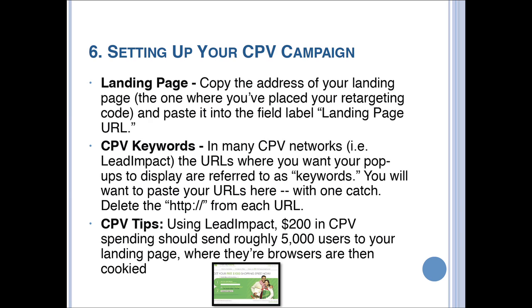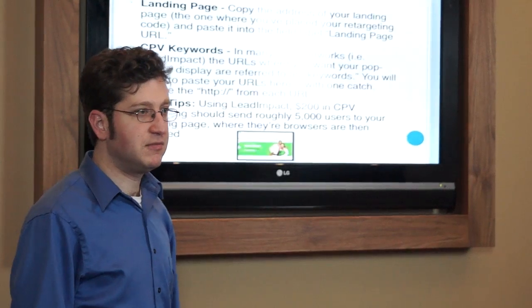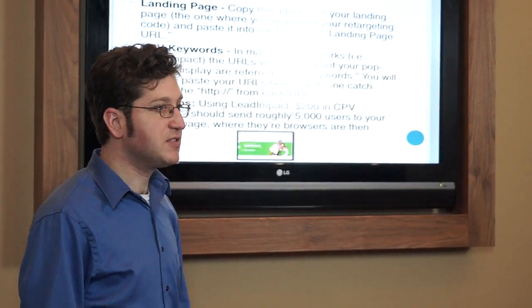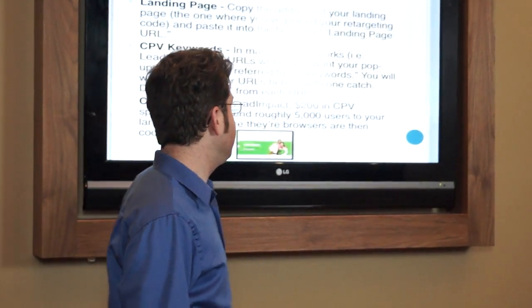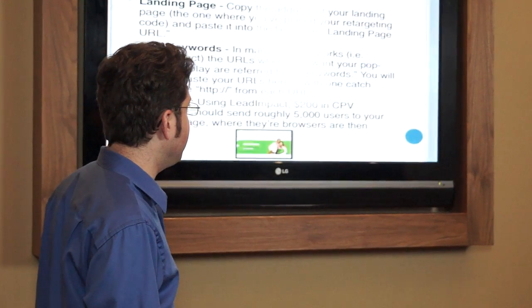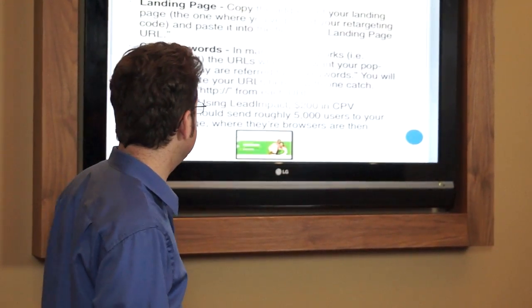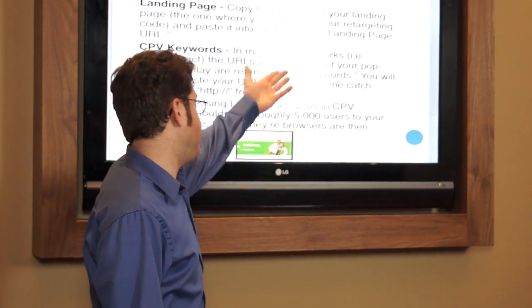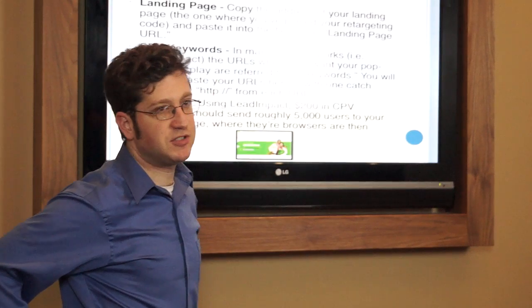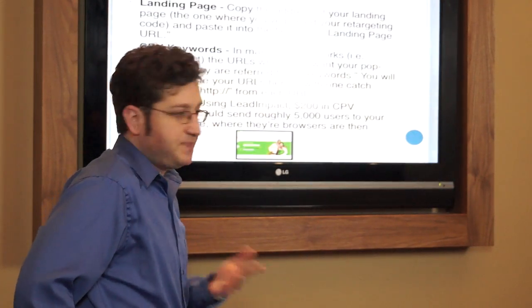Now you can, landing pages where they're going, keywords are what people are typing in to find a site with your ad on it. The way we found is if you use Lead Impact and spend $200, you should get roughly 5,000 people to your site. That's how cheap the traffic is. Site Scout, it's a minimum of $500 right now. So again, Lead Impact is bigger bang for your buck right now. It's just a little harder to use. But is $200 worth it for 5,000 people to your site? Depends on your business.